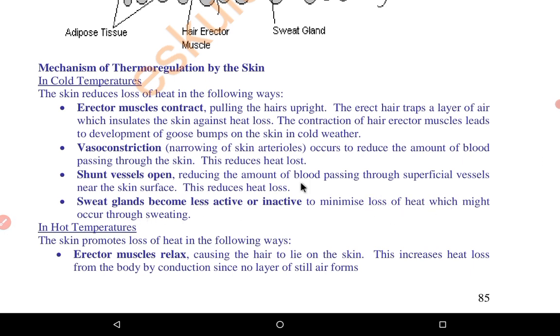Just imagine when it is cold, one thing that will happen, you have goosebumps. What does the goosebump tell you? That your hairs now are upright, because the erector muscles are contracted, the blood vessels have constricted, the shunt vessels open, and then you are not going to be sweating. So that's what happens.